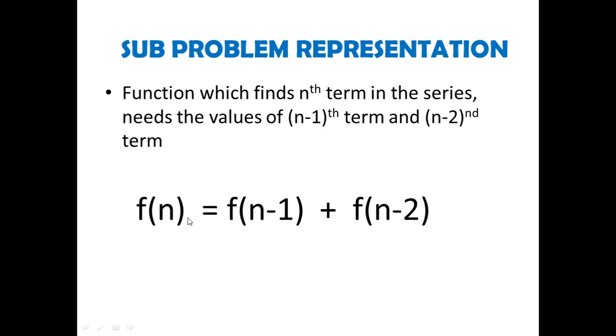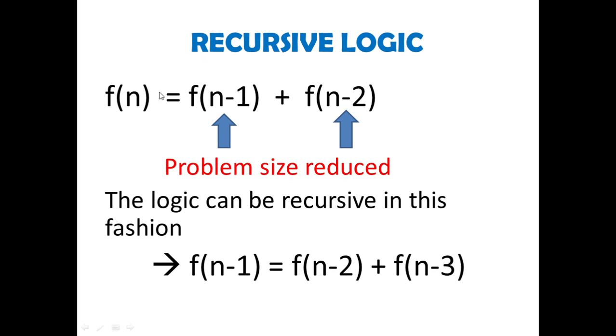So now the problem size will be reduced. The function which finds the nth term will need the n-1 term and the n-2th term. So this function will wait for these two functions, and each of those again will need its own n-1 and n-2. When these two functions get their values, they will be summed up and then this one will get the value. So now the problem size is reduced.